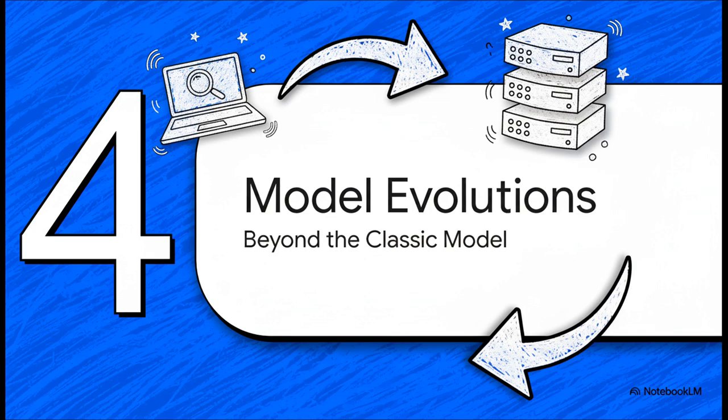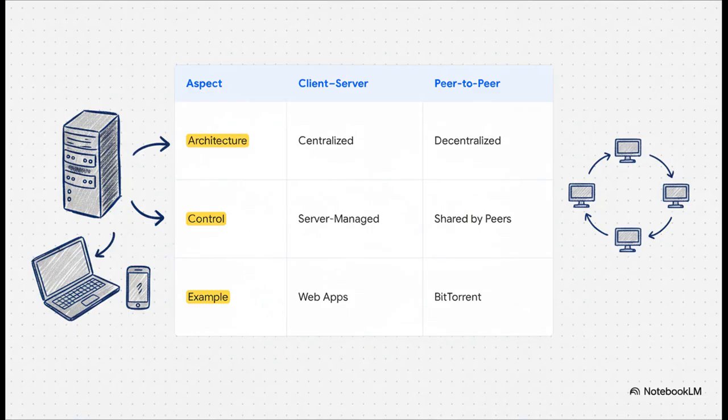Now, while this model is definitely the dominant one, it's not the only way to do things. And, like all great ideas, it has evolved over time. The main alternative you'll hear about is the peer-to-peer or P2P model. The key difference is just one word: centralization. In the client-server model, you have a central, powerful server managing everything. But in a P2P network, like BitTorrent or blockchain, the whole system is decentralized. Every computer in the network acts as both a client and a server, sharing the workload directly with each other.